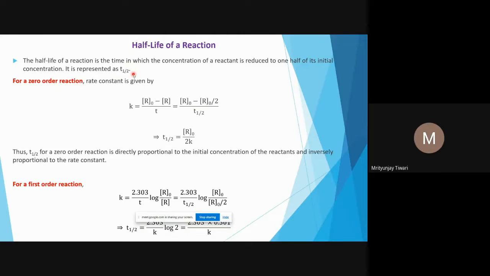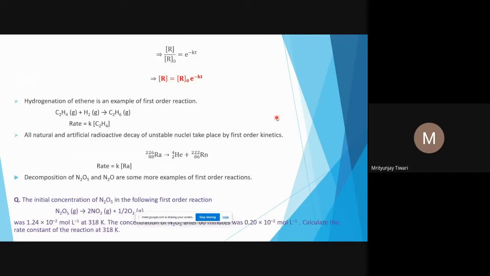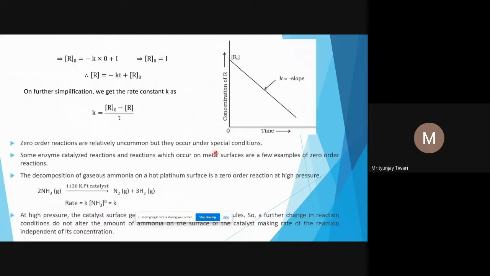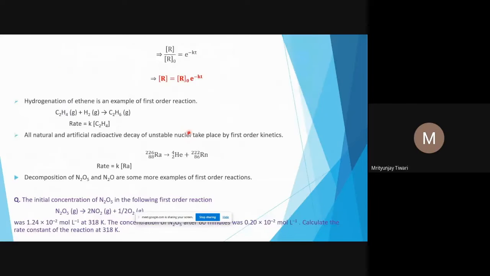If you see this t half in a question anywhere, it means it is talking about the half-life of the reaction, and by reaching this time, half of the reactant is already consumed. For a zero order reaction, the rate constant K is equal to R naught minus R divided by t, where R naught is the initial concentration and R is the concentration at time t. So R naught minus R is the concentration of reactant that is already consumed, divided by t. This is the equation that we have seen in our last class.